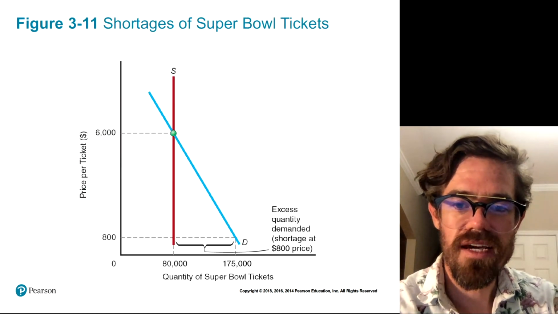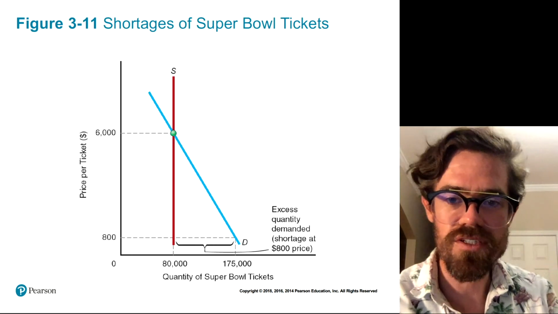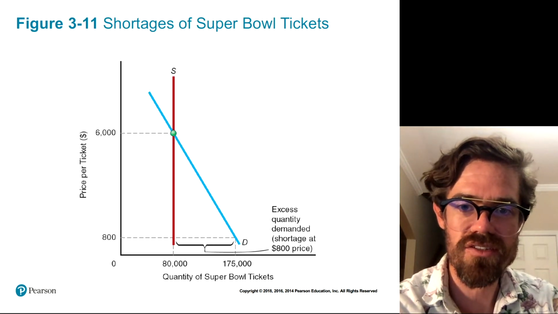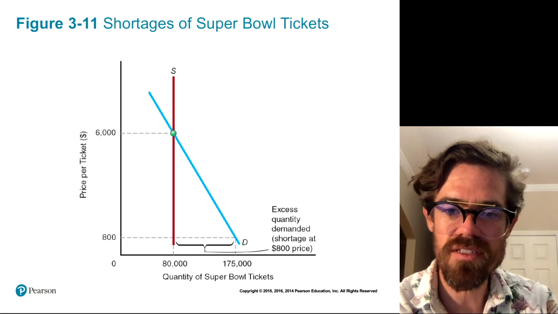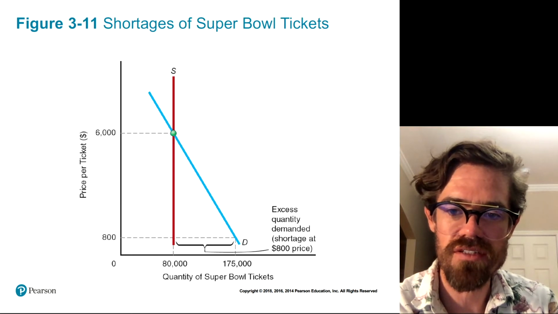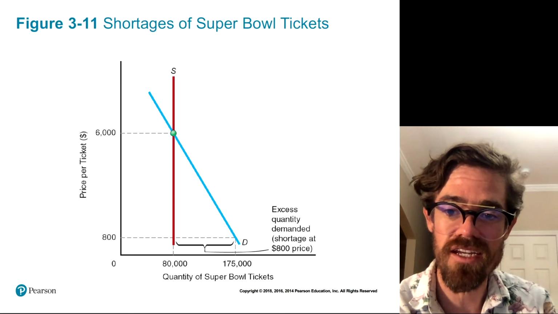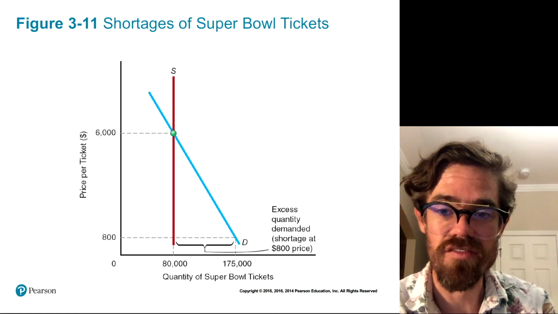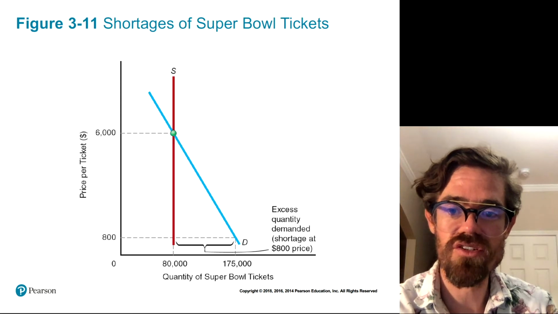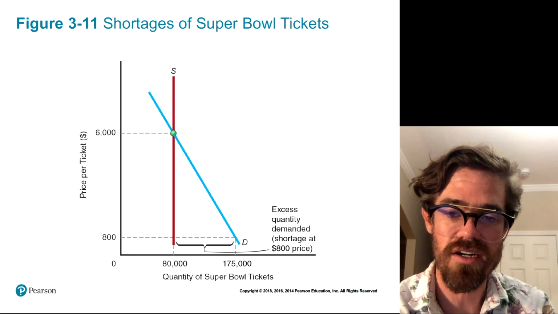So here is what that example would look like in a graph, a little bit different from what we've seen so far. Okay, so think about this. This is Super Bowl tickets. Now, why is the supply curve a straight up and down line at 80,000 units? Well, it's because there's probably a fixed number of seats in the stadium. In fact, with any stadium or concert venue, there's a maximum number of people that can fit in the venue. So with those types of situations, we actually have a vertical supply curve. It's fixed at a particular quantity.